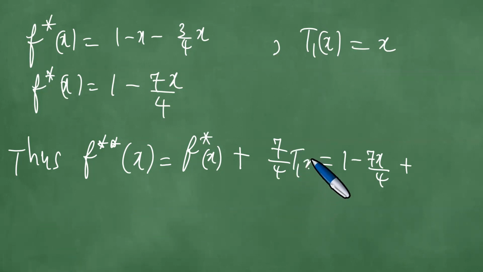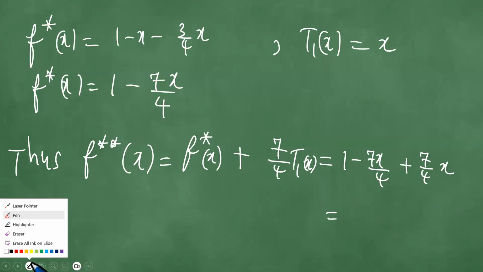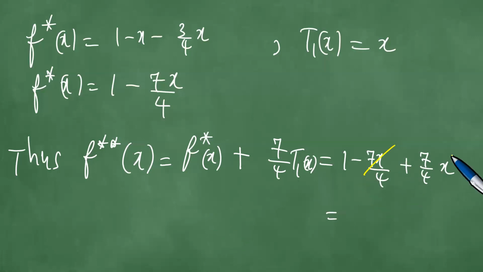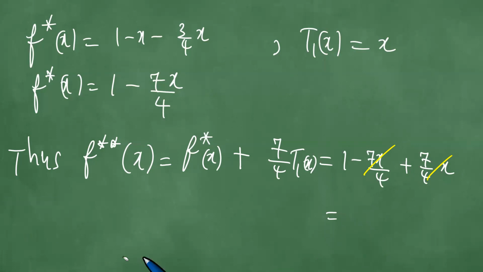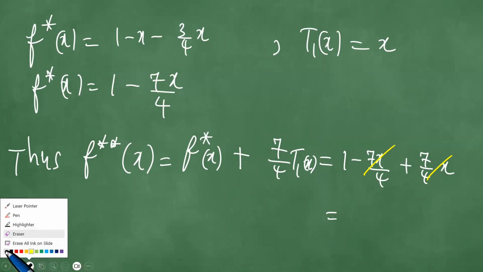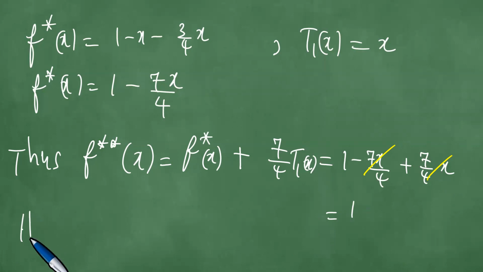So it's T1 of x, which is that. So obviously it becomes 7 over 4 of x. Right. So in the end, this one cancels out, leaving us with a 1. Right, it leaves us with a 1. And hence we have that the relation economized twice is 1. So f double asterisk of x is 1.